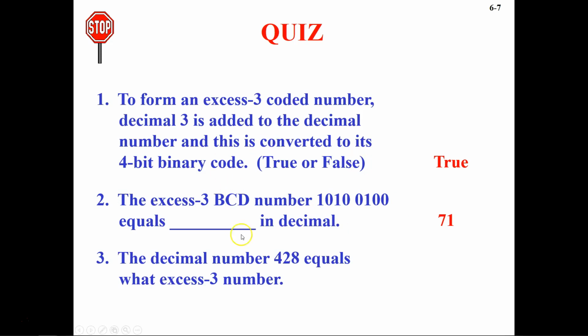The decimal number 428 equals what excess 3 number? At this point I would ask you to pause the video and look back to the excess 3 table and see if your answer matches with mine. So I hope you have matched your answers by now. So the answer is this. 8 will be equal to 1011 and 2 is 0101 and 4 is 0111 in excess 3 code. So this was the excess 3 BCD which you have seen.